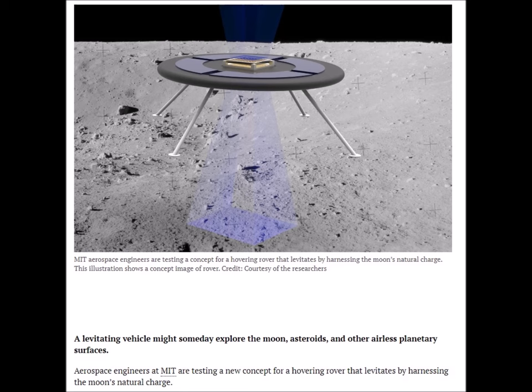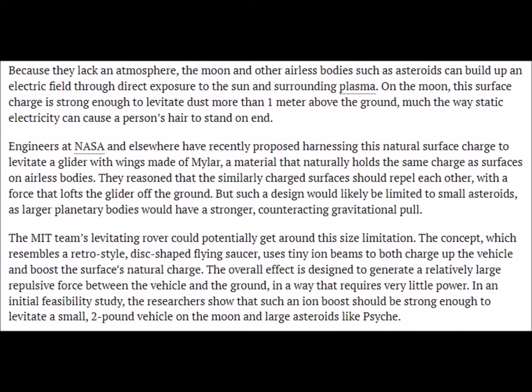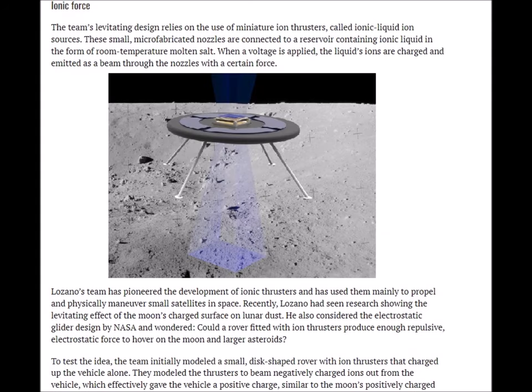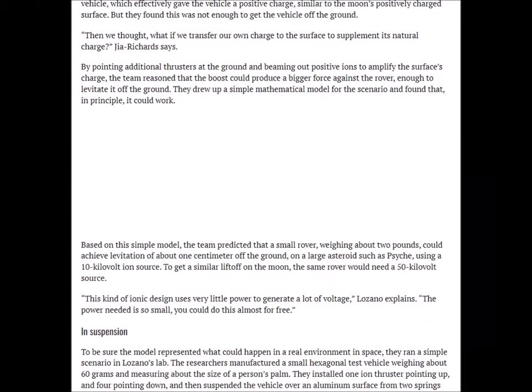The article says, because they lack an atmosphere, the moon and other airless bodies, such as asteroids, can build up an electric field through direct exposure to the sun and surrounding plasma. On the moon, this surface charge is strong enough to levitate dust more than 1 meter off the ground, in much the same way that static electricity can cause a person's hair to stand on end.